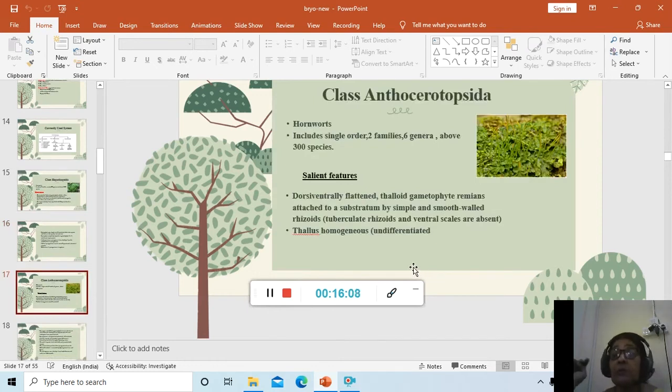And about the Anthoceropsida, they are called hornworts, and include a single order, 2 families, 6 genera, and 300 species. Important characters: dorsiventrally flattened thalloid gametophyte, remaining attached to the substratum by simple and smooth walled rhizoids, and the thallus is homogeneous. That means it is not differentiated into assimilatory or photosynthetic zone and storage region.